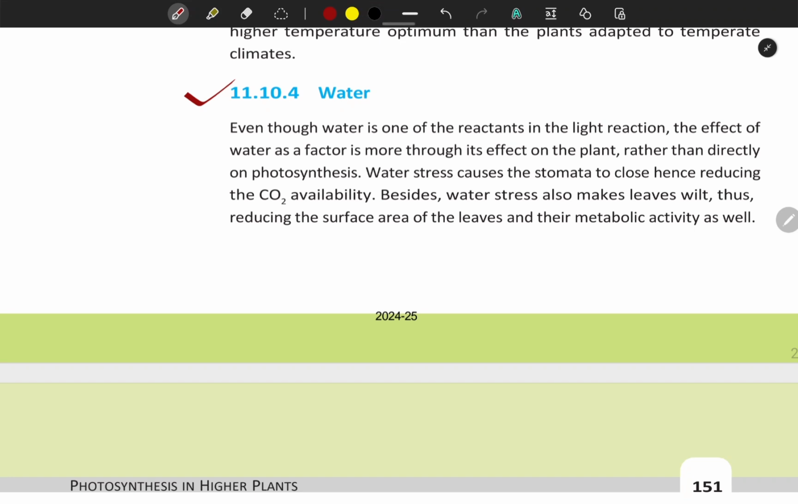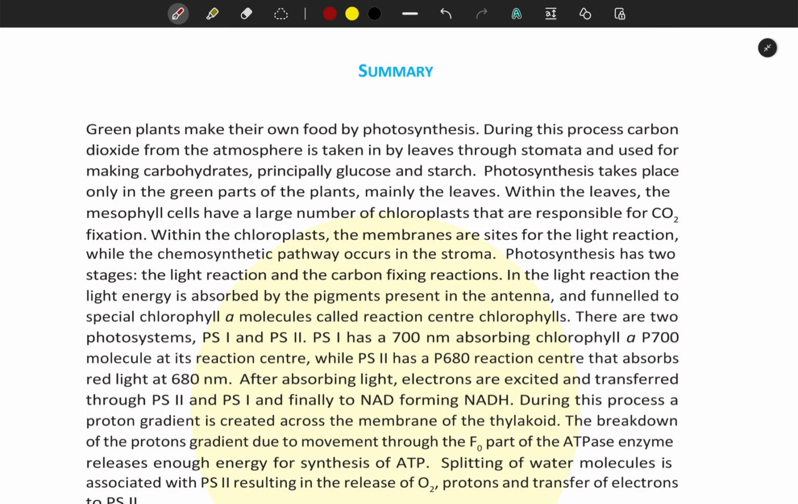11.10.4 Water. Even though water is one of the reactants in the light reaction, the effect of water as a factor is more through its effect on the plant rather than directly on photosynthesis. Water stress causes the stomata to close, hence reducing the CO2 availability. Besides, water stress also makes leaves wilt, thus reducing the surface area of the leaves and their metabolic activity as well. Let us discuss the summary of the chapter.